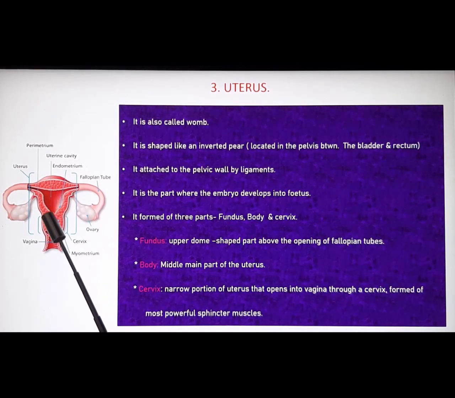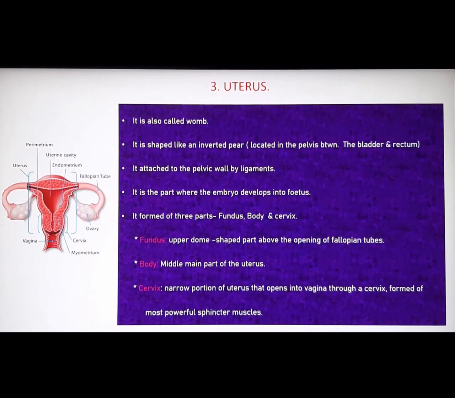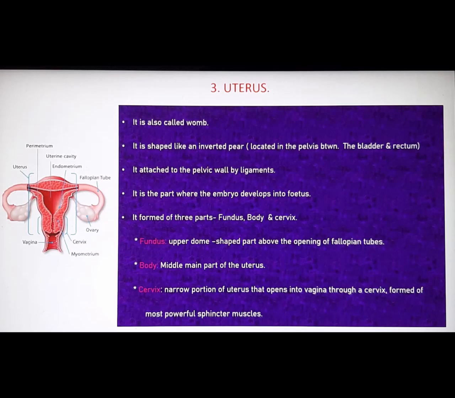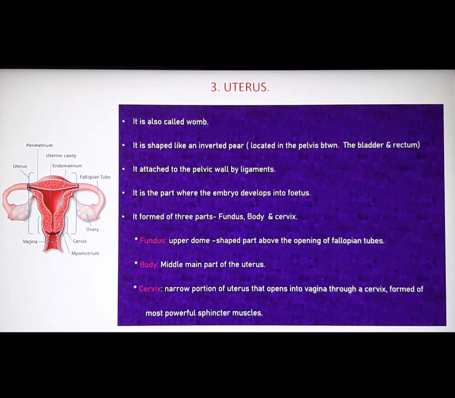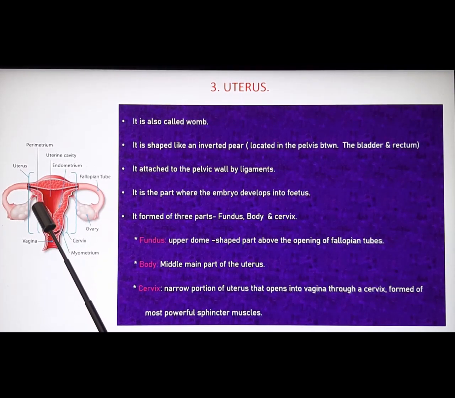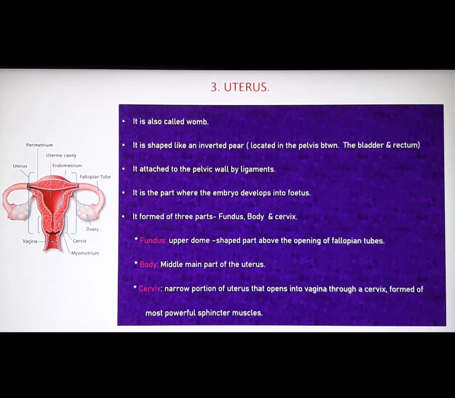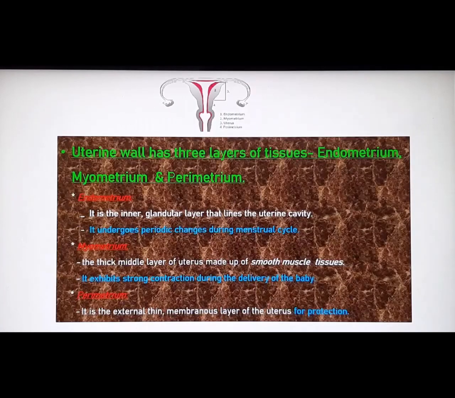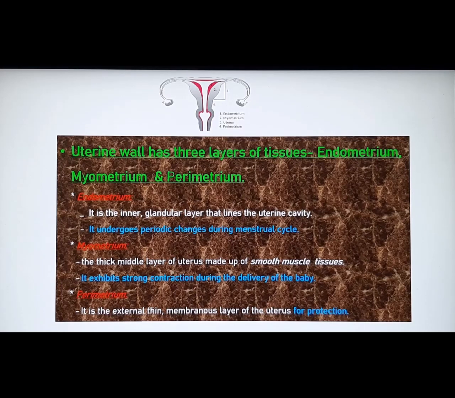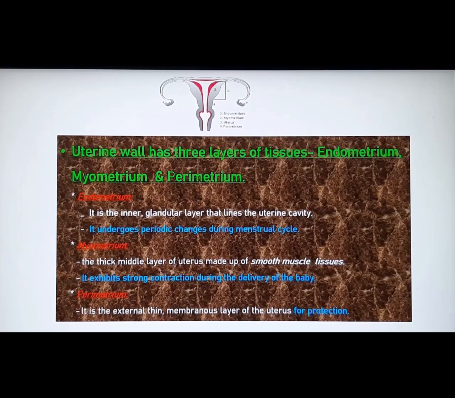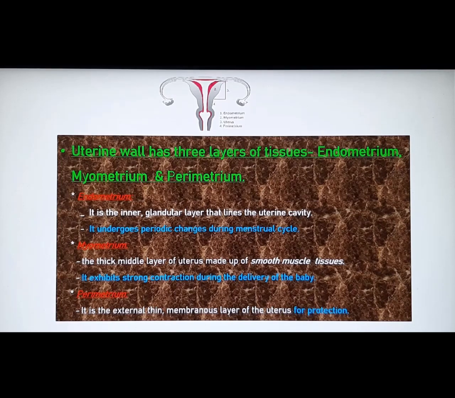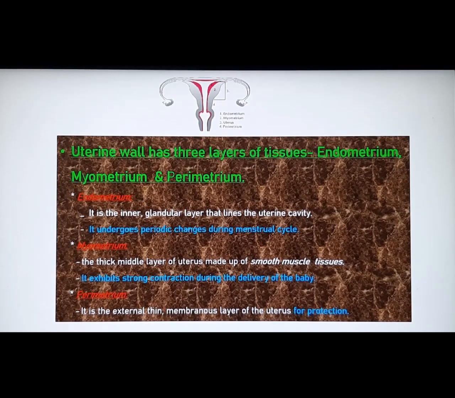So you can see here the endometrium, the inner glandular lining of the uterus, where implantation is taking place in this region. It is highly vascularized and glandular. Then second is the myometrium, that is the middle portion, which is made up of smooth muscle tissues, and it contracts vigorously at the time of parturition or delivery.